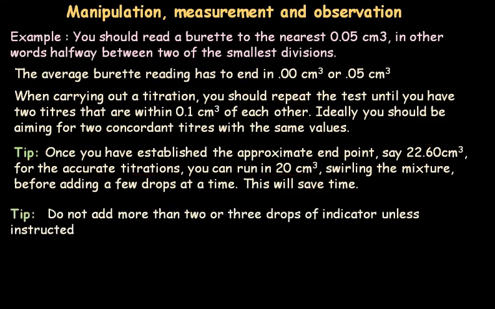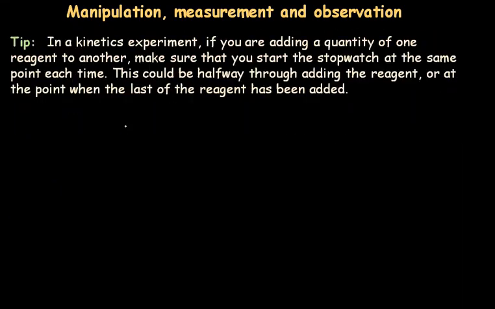Yes, we should consider one more point here which is very important: do not add more than 2 or 3 drops of indicator unless and until it is instructed in the question or it is instructed by the supervisor. Now let's consider one more type of experiment, that is a kinetics experiment, or you can call it a rate of reaction experiment. Suppose we are performing a rate of reaction experiment, and we are adding a quantity of one of the reagents to another, mixing, and then we are supposed to measure the time taken for the reaction to occur, then we should make sure to start the stopwatch at the same point in every kinetics experiment.